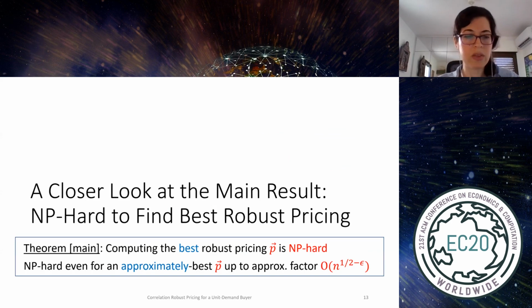What I want to do with the rest of my time is to take a closer look at our main result, which says that finding the best robust pricing is NP-hard. This is the main theorem that I showed you before. The intuition is that the correlation is chosen worst case, tailored to the pricing. So finding the pricing that best escapes cannibalization can be challenging, and this is what we make formal.